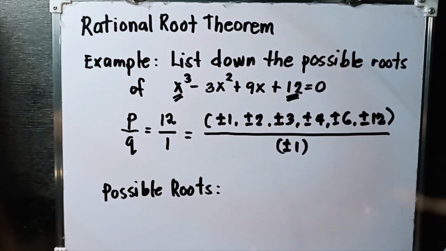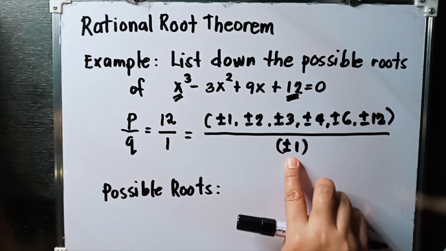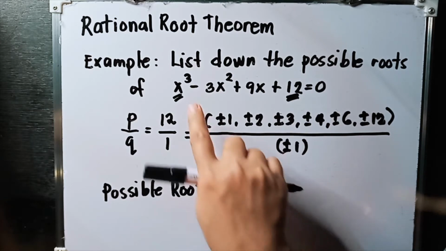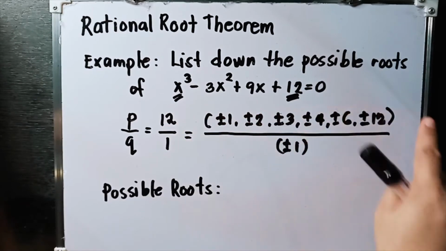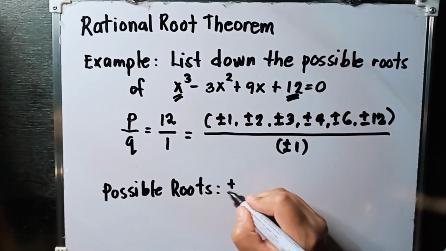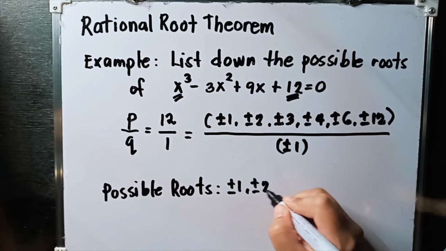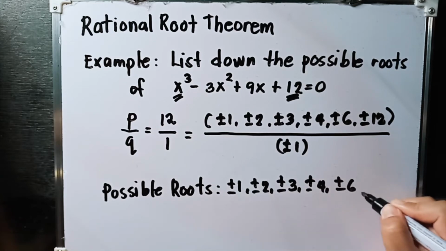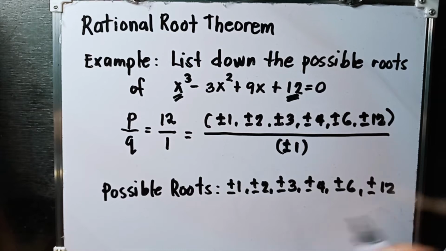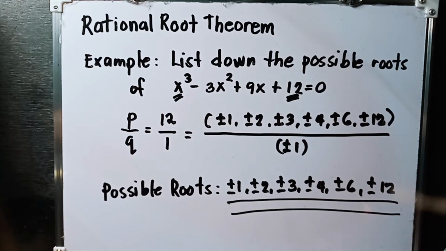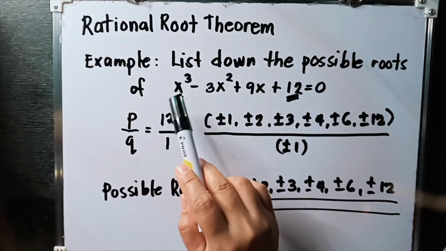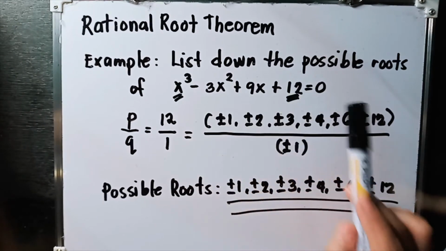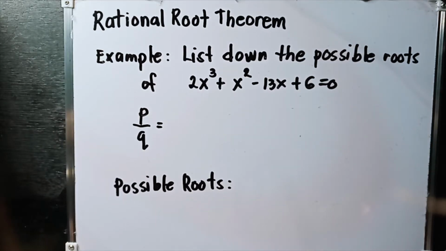And as easy as that, since our divisor is 1, it means that automatically, the list of possible roots are the values of the numerator. So these are the possible roots: positive negative 1, positive negative 2, positive negative 3, positive negative 4, positive negative 6, positive negative 12. These are the list of possible roots of the equation x cubed minus 3x squared plus 9x plus 12 equals 0. So, let's have this example. 2x cubed plus x squared minus 13x plus 6 equals 0.